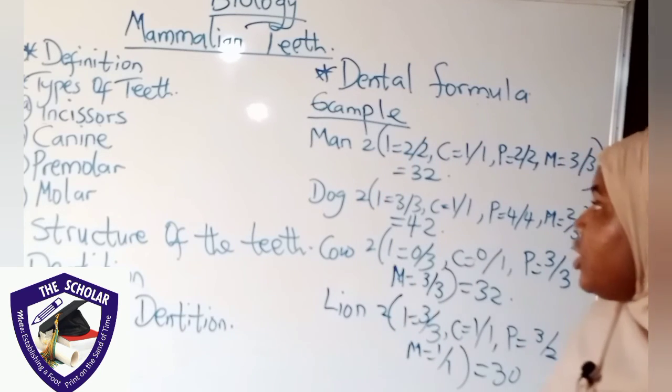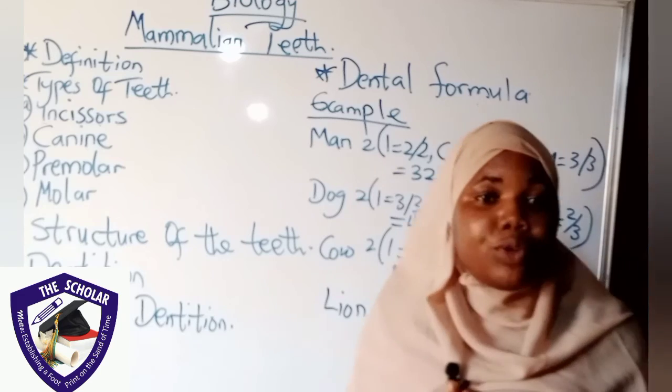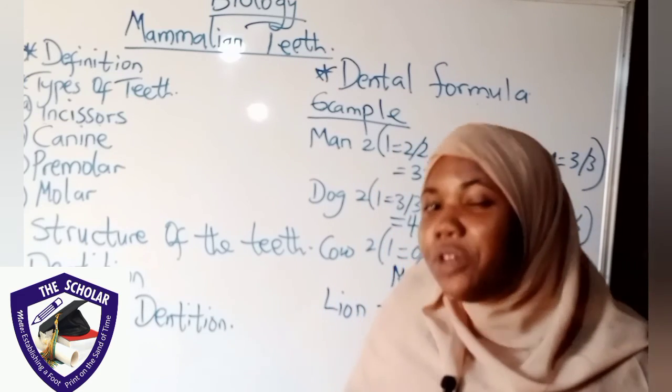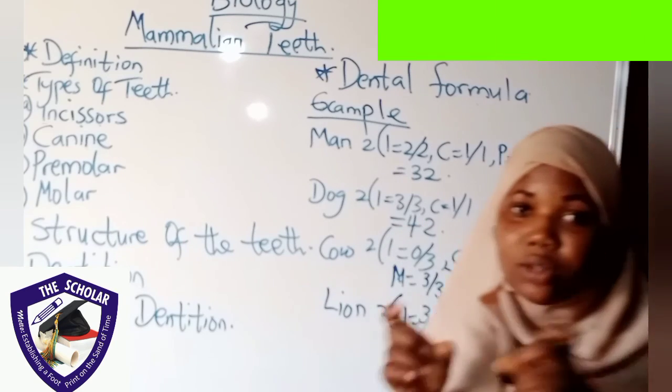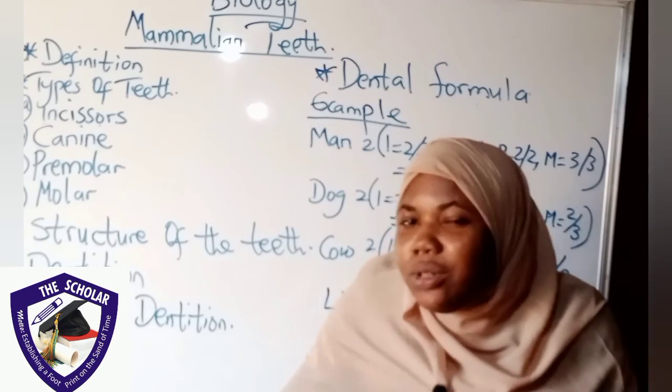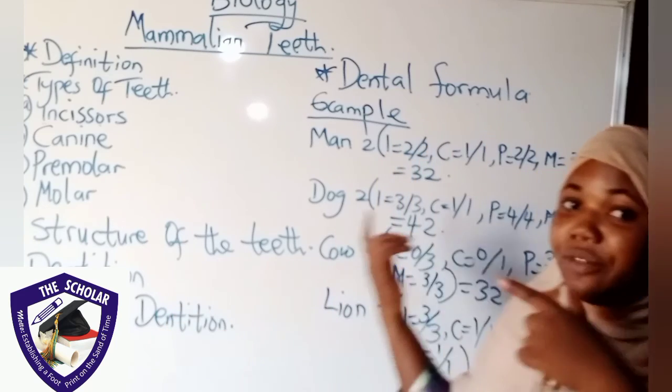Questions, like I said, you might be asked in an alternative to practical. They might give you different specimens. They can give you man, they can give you dog, they can give you cow tooth, and they'll tell you to write out the dental formulas of these organisms, which I've explained earlier.